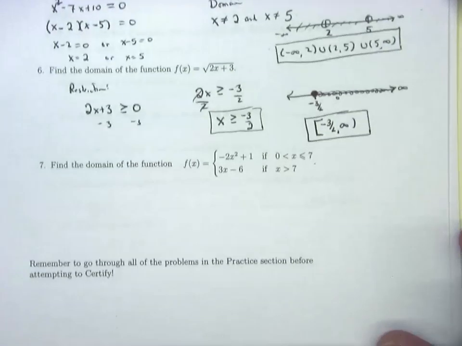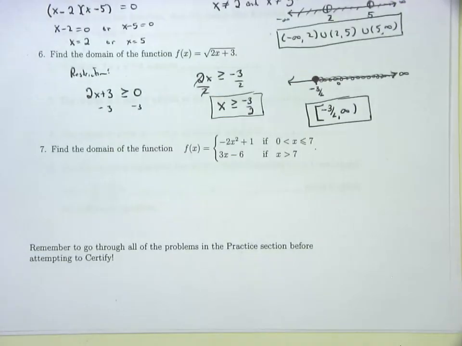Now, I'm trying to throw some curveballs at you here. Here it is. Find the domain of the piecewise function. f of x is equal to, and this is how you would read it, negative 2x squared plus 1 if 0 is less than x, which is less than or equal to 7, and 3x minus 6 if x is greater than 7. Okay? Now, what we're talking about here is, what is the domain of a piecewise function? And that's basically the question here. The domain of a piecewise function.